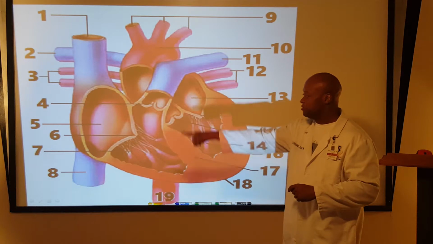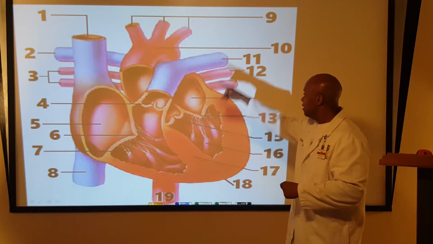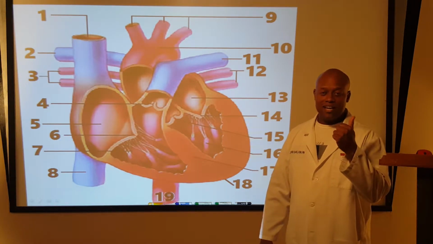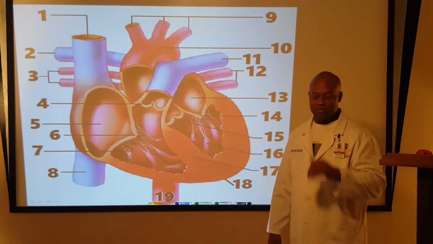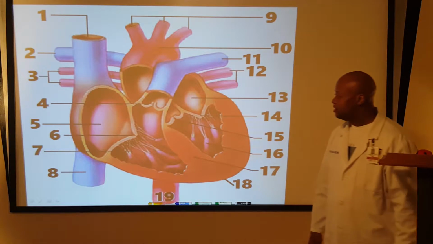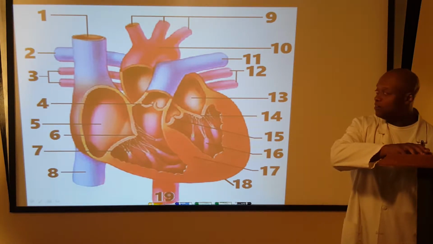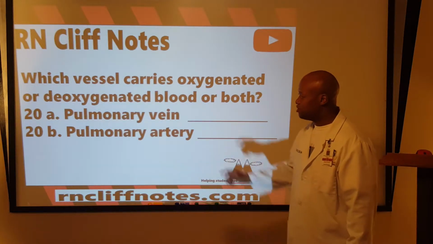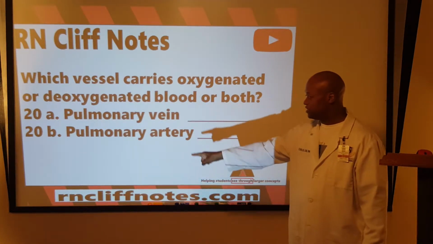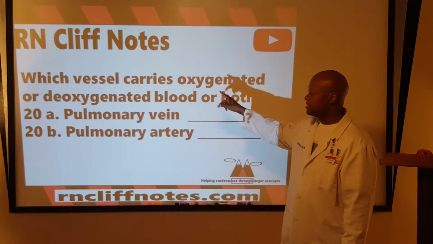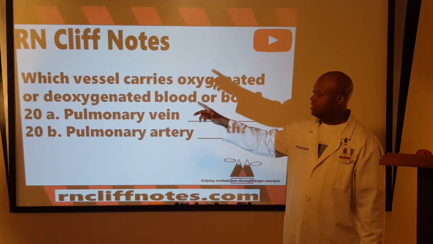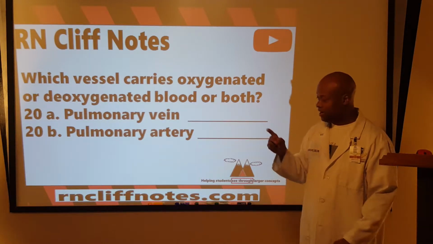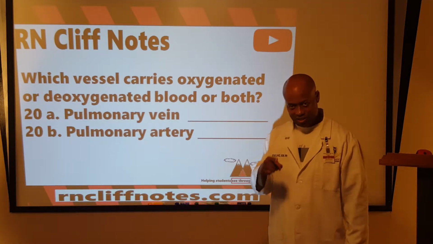All right. So you look at the picture. What do you see? It goes up to 19. That's because 20 A and B will be on another slide. We'll get that done. Boom, there we go. 20 A and B. What you need to do is determine which of these vessels carries oxygenated, deoxygenated blood, or both types. Do they carry deoxygenated blood, oxygenated, or both?